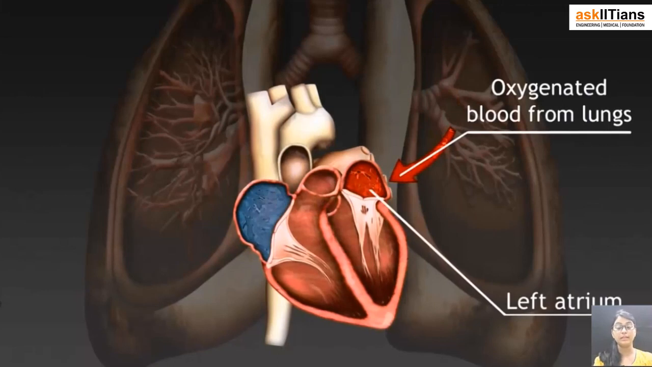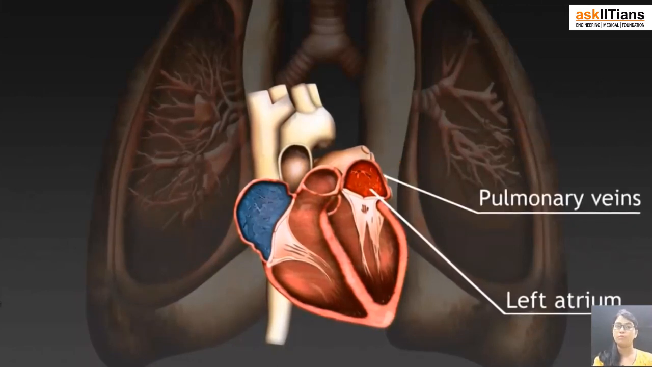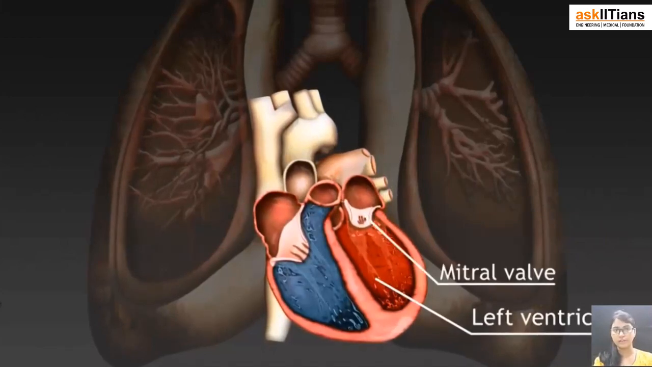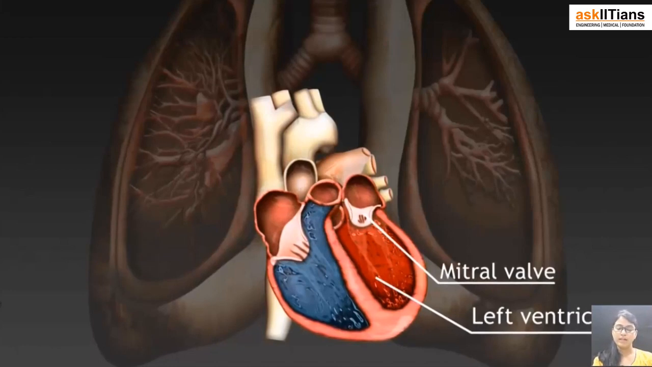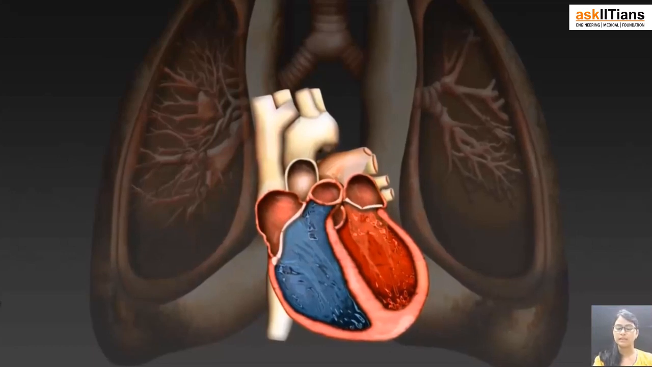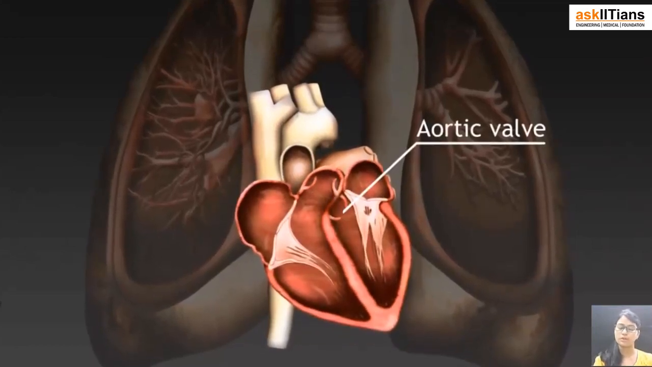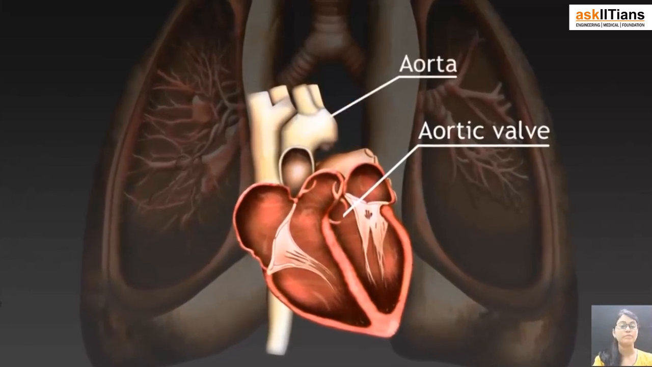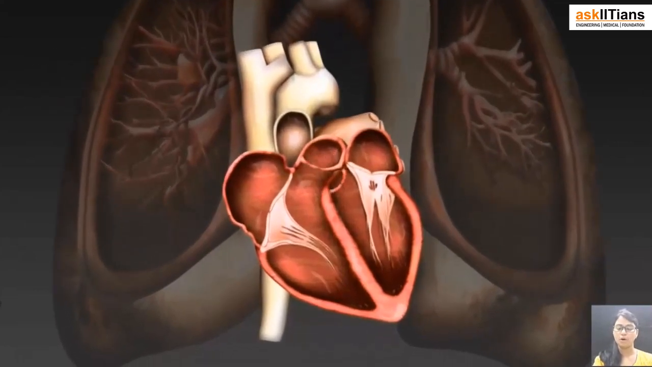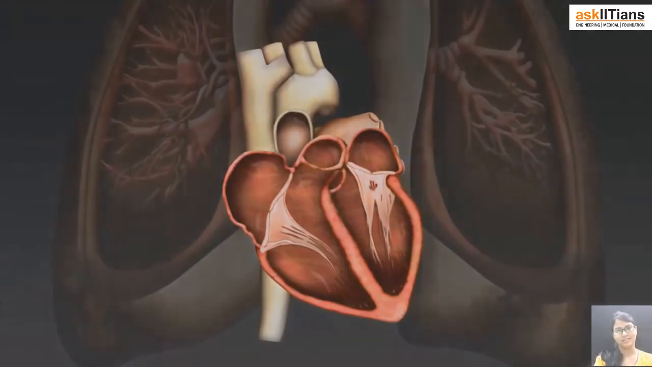Oxygenated blood flows from the lungs into the left atrium by the pulmonary veins. The left atrium contracts to pump blood into the left ventricle through the mitral valve. Once the left ventricle has filled with blood, the mitral valve closes. Next, the left ventricle contracts, forcing the aortic valve to open, allowing blood to be pumped into the aorta, and from there around the body. The aortic valve closes to prevent blood flowing back into the left ventricle, and the left ventricle relaxes, ready to accept the next intake of blood. The cardiac cycle is now complete.